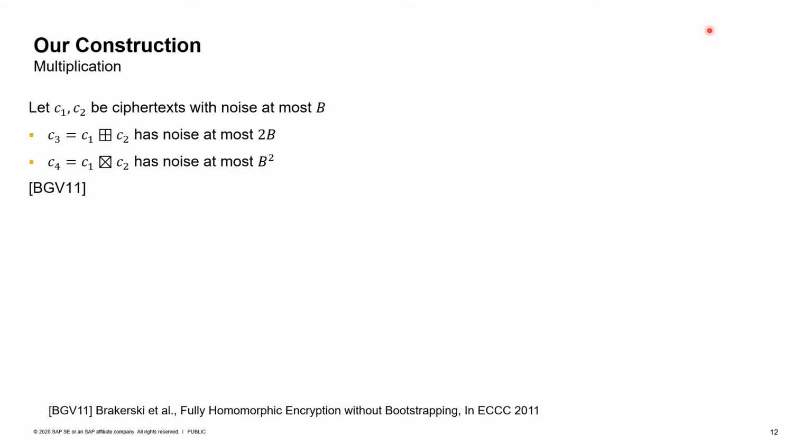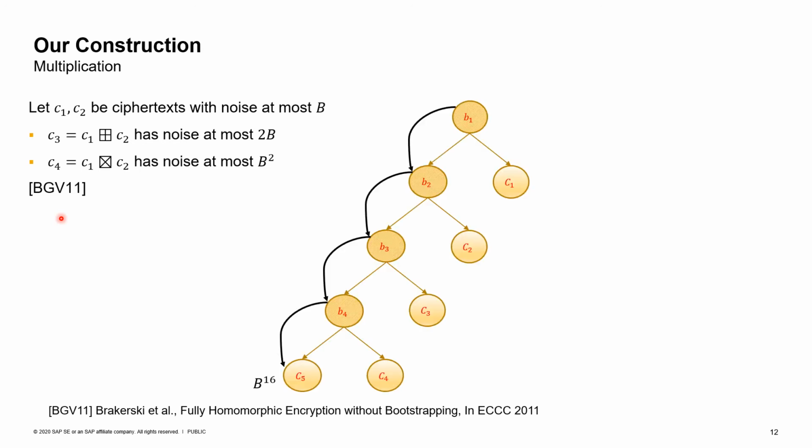Now, how do we multiply along the paths? First, recall that homomorphic operations add noise to the ciphertext. And if the noise becomes too large, then it's no longer possible to decrypt the ciphertext. According to the original paper of the BFV, if we have two ciphertexts with noise at most B, then the addition produces a ciphertext with noise at most 2B, while the multiplication produces a ciphertext with noise at most B to the square.